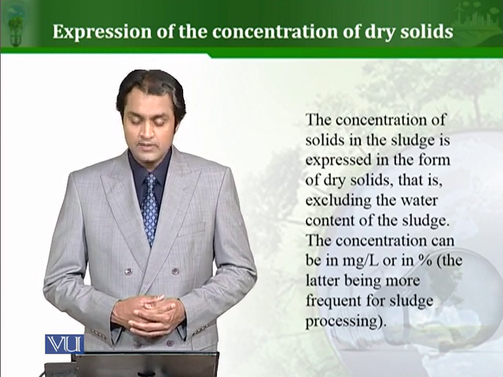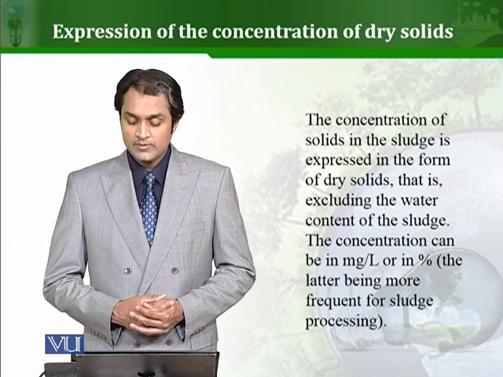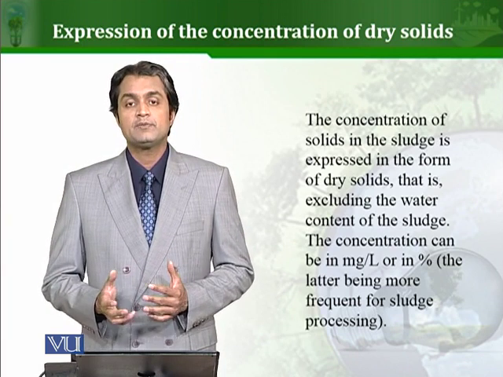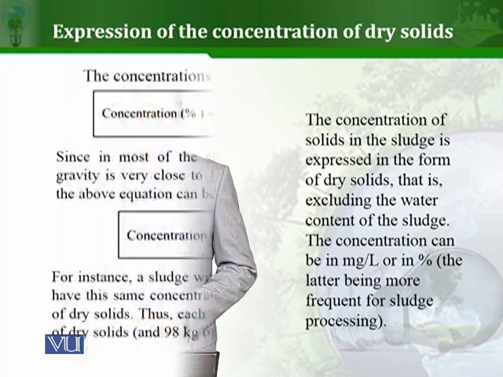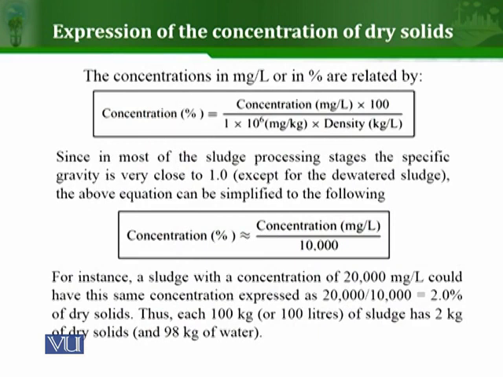The concentration can be in mg per liter or can be in percentage as well. Percentage वाली values को ज़्यादा यूज़ किया जाता है और इन दोनों values को हम आपस में relate भी कर सकते हैं. For example, you can see here the concentration in mg per liter or in percentage. Those can be related by: concentration in percentage is equal to concentration in mg per liter into 100 divided by 1 into 10 to the power 6 mg per kilogram into density in kilogram per liter. So that's how we can relate the concentration in mg per liter units with the percentage units.